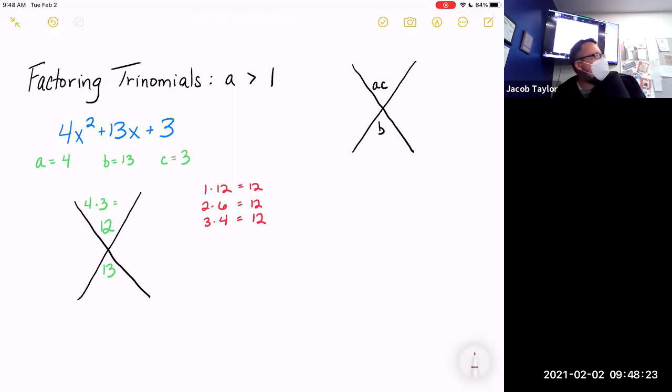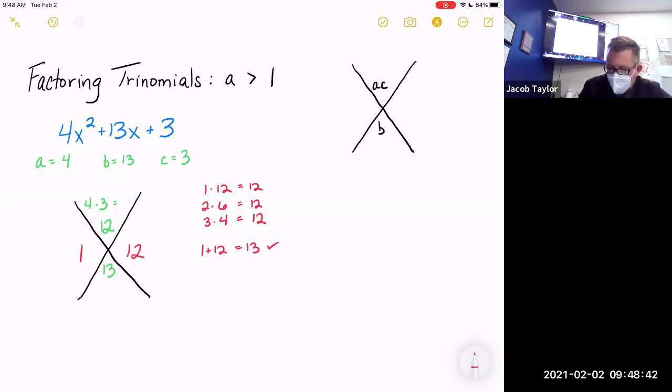So any of those 3 combinations could work, except I need only the one combination that when I add them will give me 13. And as Shelby said, those are the numbers 1 and 12. 1 plus 12 is 13. So that is my correct set of factors, 1 and positive 12. If I tried 2 plus 6, that would not give me 13. And if I tried 3 plus 4, that would also not give me 13. So it's got to be the 1 and the 12.